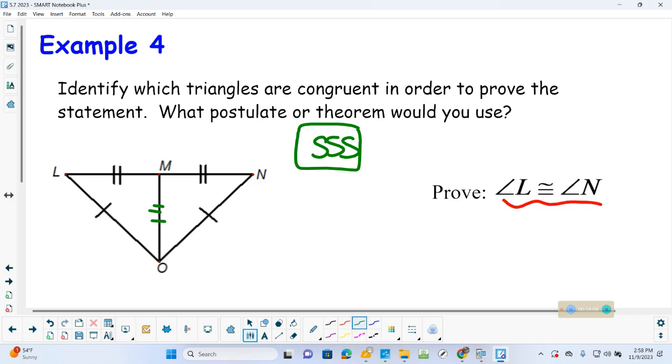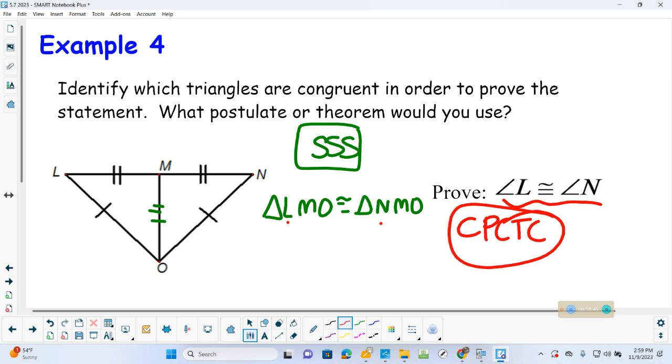Well, I'm going to get fancy because you know I'm all about fancy. If I'm going to name these triangles, I'm going to make a triangle congruent statement. I'm going to start with L, M, O. And then the right one, I'd start on the outside here, N, M, O. So my question to you is, you have corresponding parts. Corresponding parts of congruent triangles are congruent. That's so great.